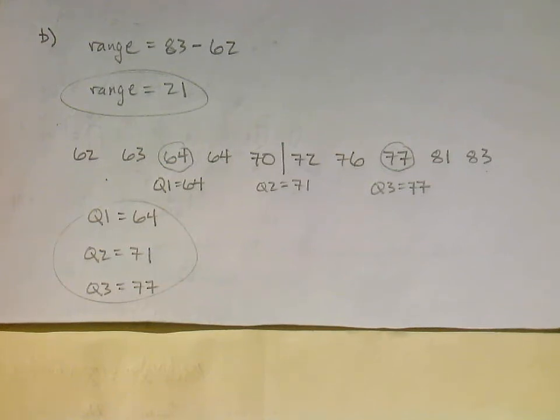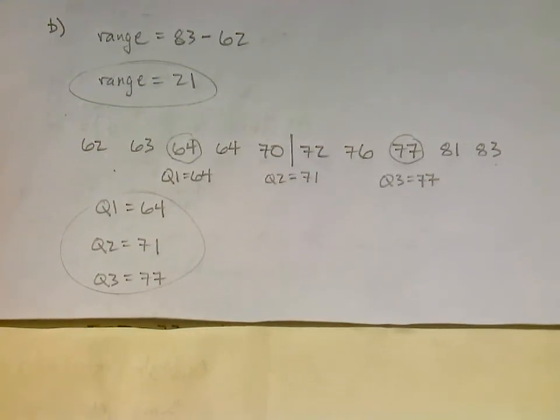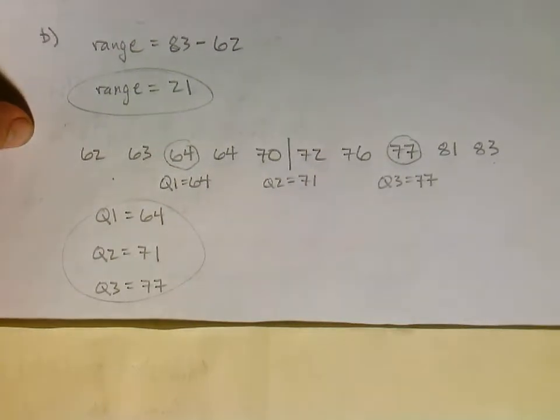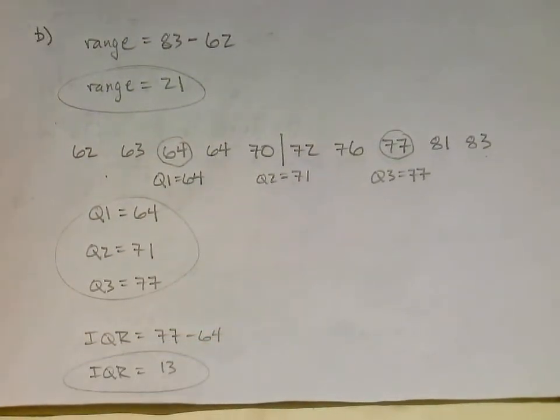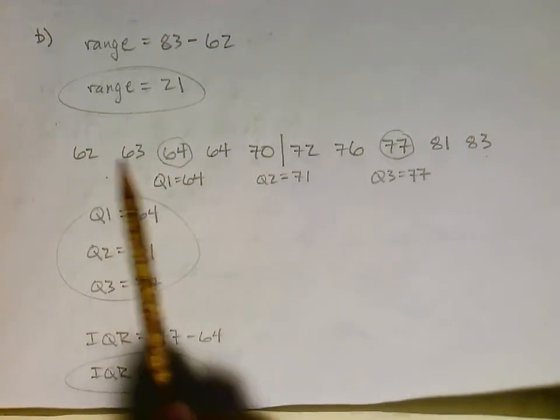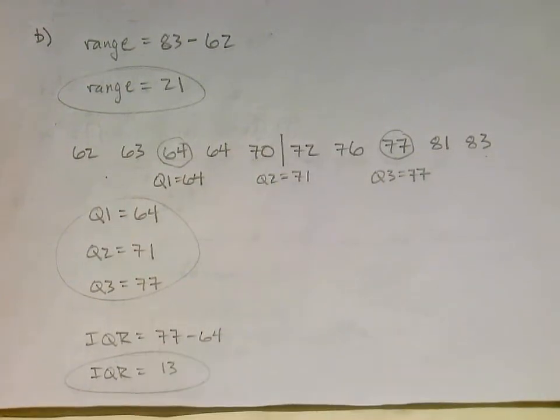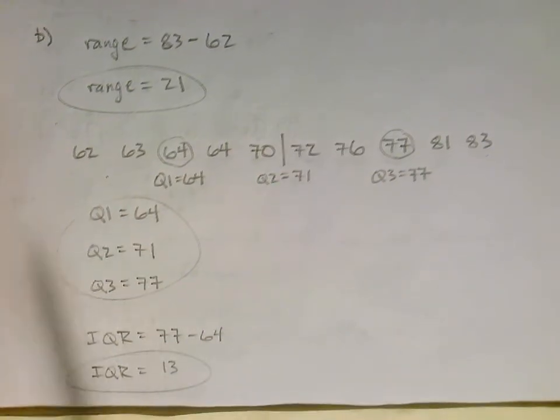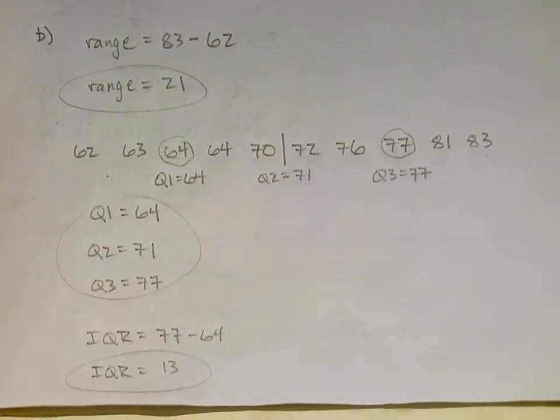Looking good so far. All we got to do now is the IQR, the interquartile range, the difference between Q3 and Q1. Well, once you have the quartiles figured out, 77 minus 64, the IQR here is 13. And now this data seems a lot more centered. The IQR is 13, but then the range is only 21. So everything seems like more or less equally spread out amongst all of those data values.